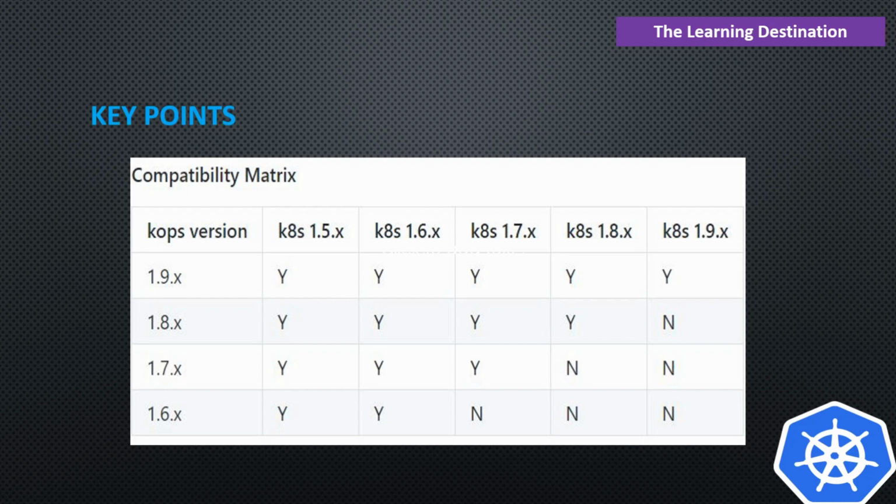If you see the KOPS version 1.9, it is supported by Kubernetes 1.5, 1.6, 1.7 and 1.8. So approximately it supports every version of Kubernetes. We can deploy every Kubernetes version with KOPS version 1.9. In this way you can get the idea about KOPS versions 1.8, 1.7 and 1.6.